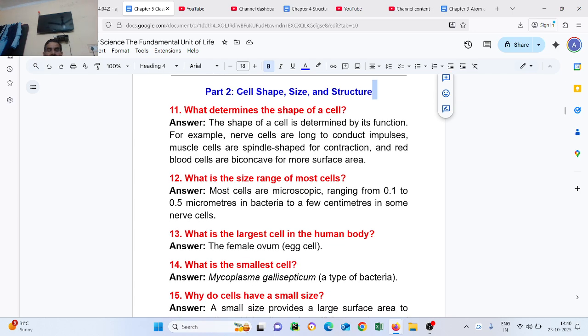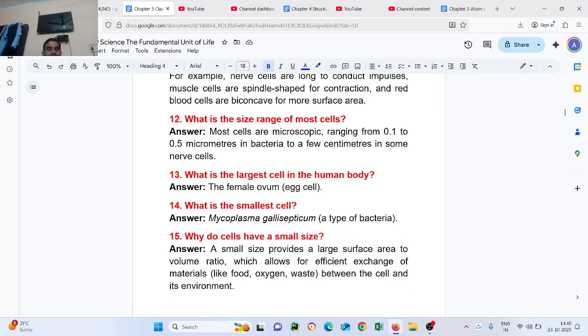Question number 14. What is the smallest cell? Mycoplasma gallisepticum, a type of bacteria. Question number 15. Why do cells have small size?